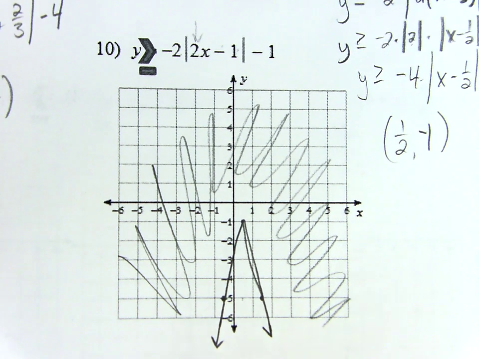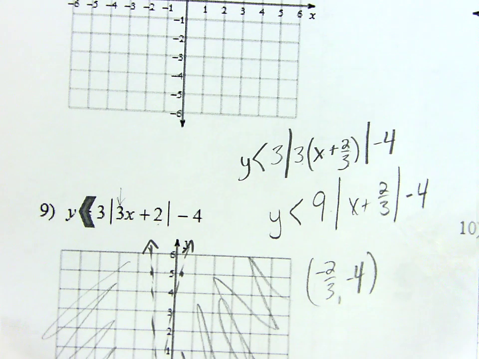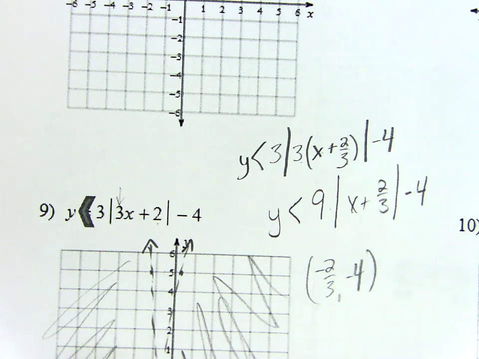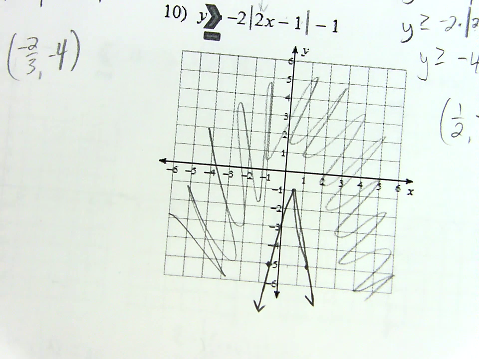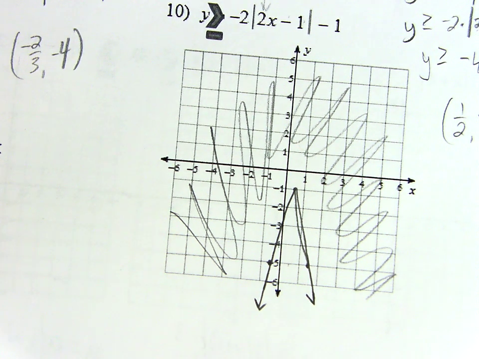So that's really as hard as these get. It's just sometimes you have a fraction in there. 1/2 isn't so bad, but even in the last one we had 2/3. You just got to factor it out. And then your vertex just isn't going to be on a lattice point, but that's okay. Any questions about graphing the absolute value with inequalities? We're good?